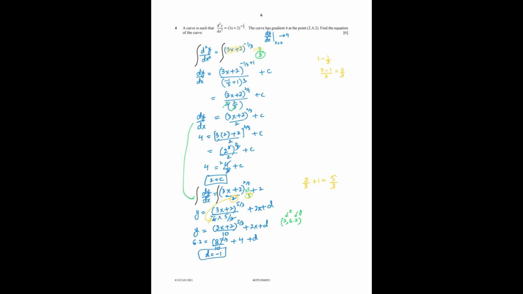Alright, now we are going to place the value of d in our final equation. So now it will be y equals (3x + 2) to the power of 5/3 divided by 10, plus 2x minus 1, and that is your final answer.